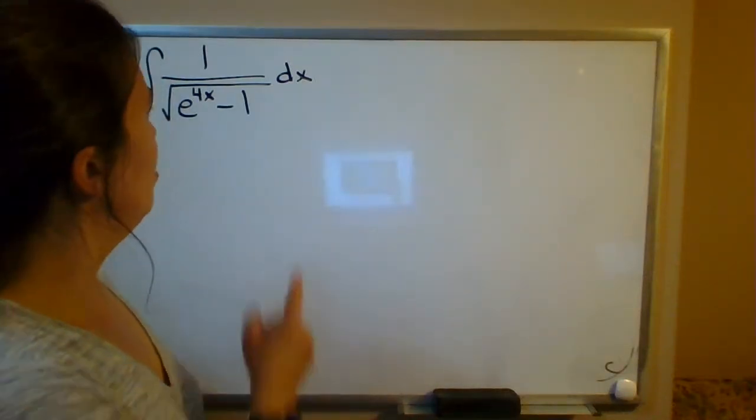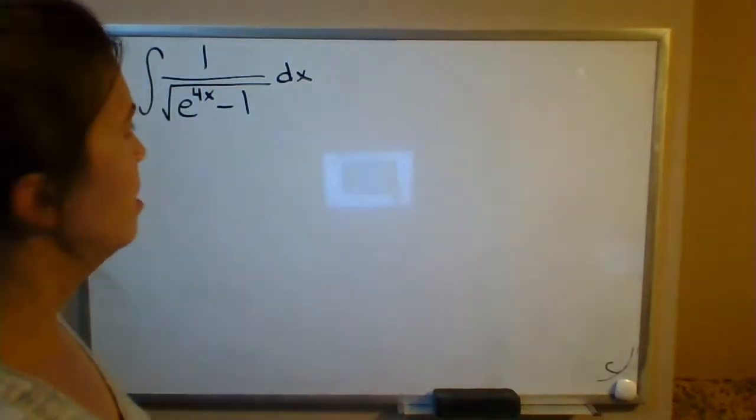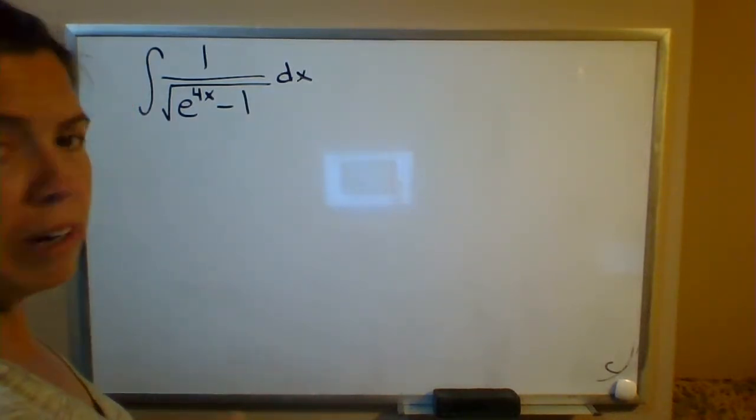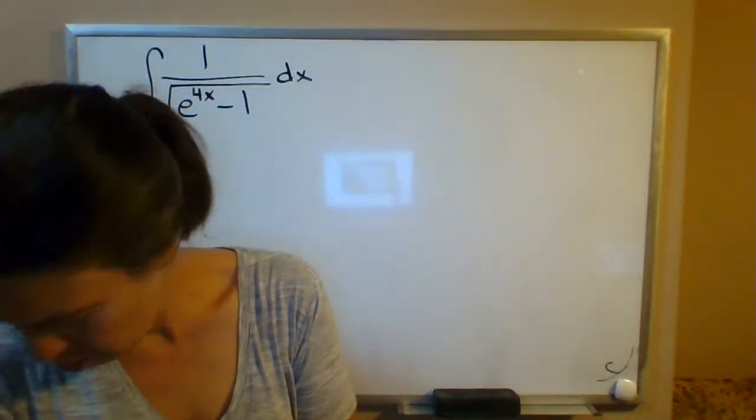All right, so here's another example where we're asked to integrate, this time 1 over the square root of e to the 4x minus 1. Now when you're deciding which integration formula to use, of the three that are listed in this section, there's two that you might consider.